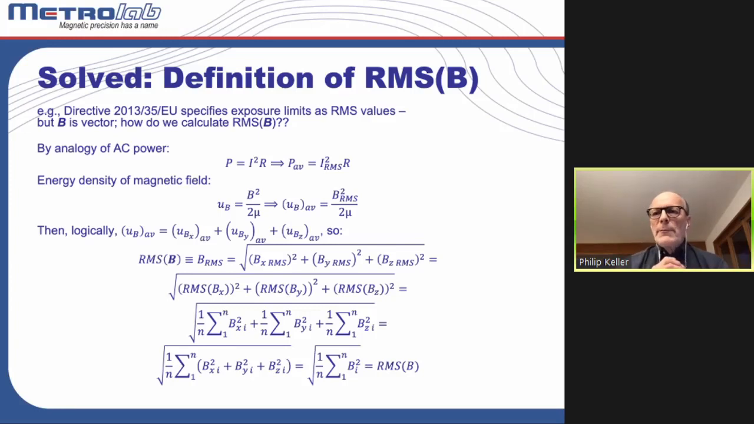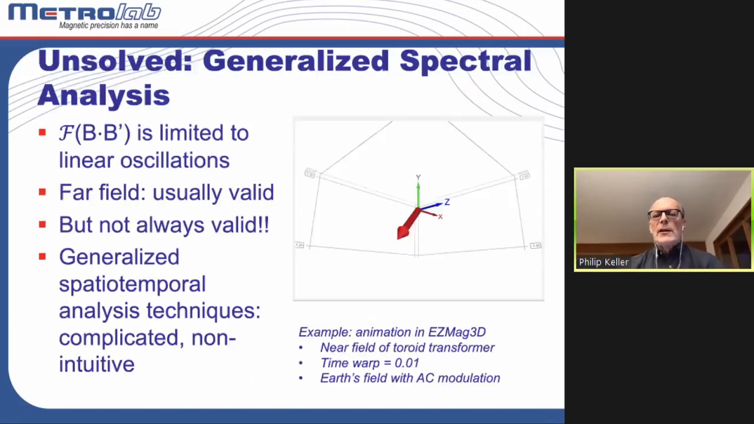Now, talking of the B dot B prime, that brings us to our next problem. How good is this thing, really? Well, the answer is it's perfect, as long as the field satisfies the assumptions that you made about it. And the assumption that we made about it is that it oscillates in a linear fashion. And that is a good assumption in a number of cases.